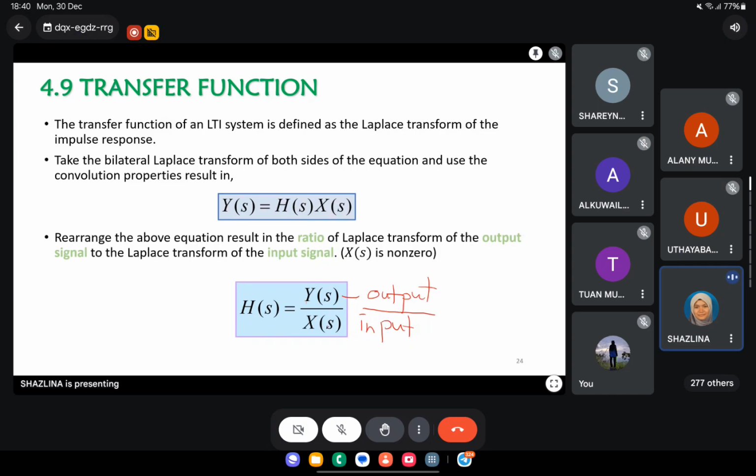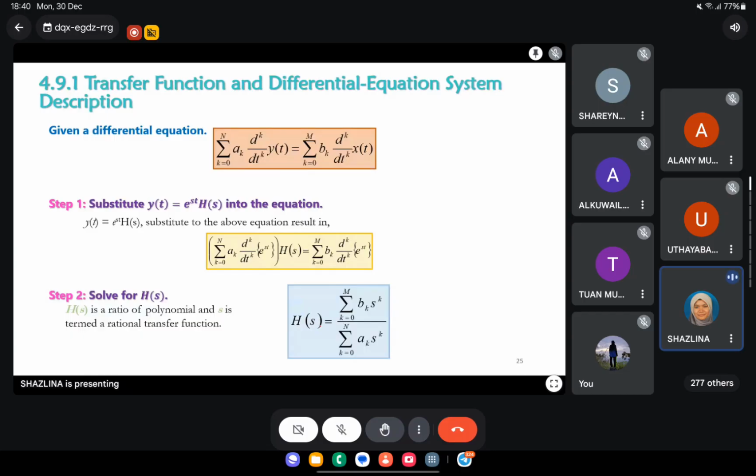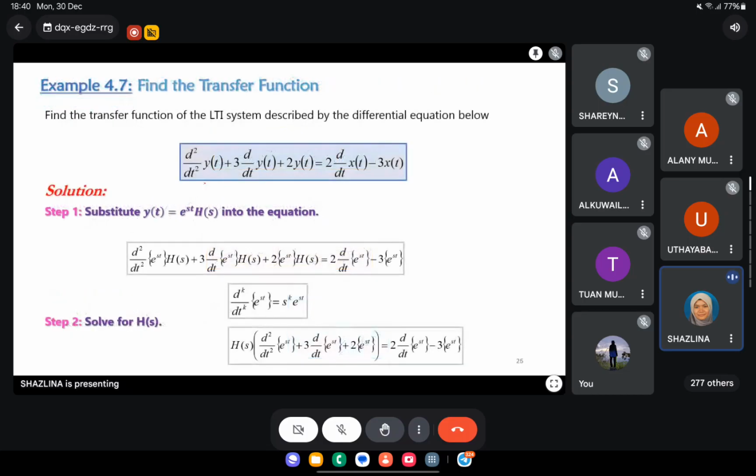So H(s) is output over input. Okay, we are not going to go through this, let's look at this example. I don't think we need to use this, so you can just use it directly. If it's d square, meaning it's s square. y(t) becomes Y(s). d over dt is s, y(t) is Y(s), plus 2Y(s) equals 2s. d over dt of x is s X(s) minus 3X(s). Okay.